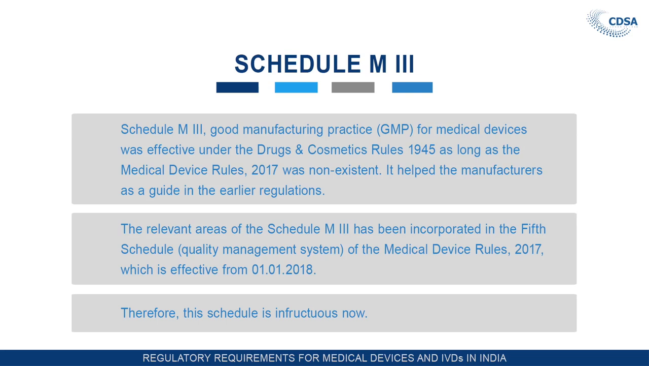2017 end, all manufacturers were following Schedule M3 as a good manufacturing practice document. That document was a simplistic document, and it gave you yes and no's in manufacturing, what you have to do, what you have not to do. But it was not a comprehensive quality management system as required under ISO 13485, which is applicable all over the world. So for our manufacturers to follow 13485 so that we are in sync with the rest of the world, this ISO has been adopted by the new regulation.